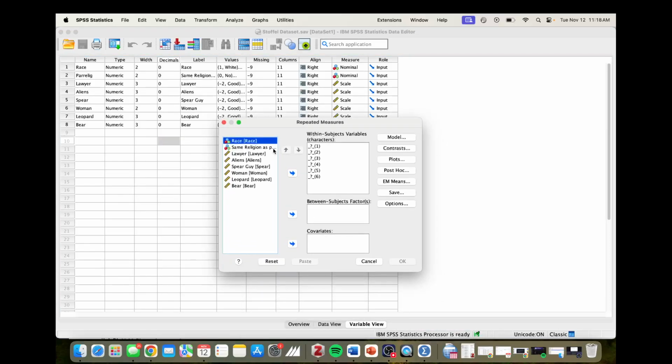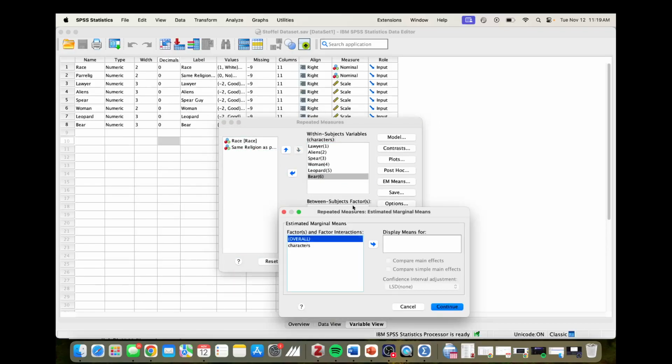All you have to do here is just put the given artifacts in the order that you want into the 6 available spots here. So I'm going to move the lawyer in, move the aliens in, move the spear guy in, move the woman in, move the leopard in, move the bear in. Okay, now that's all set up.